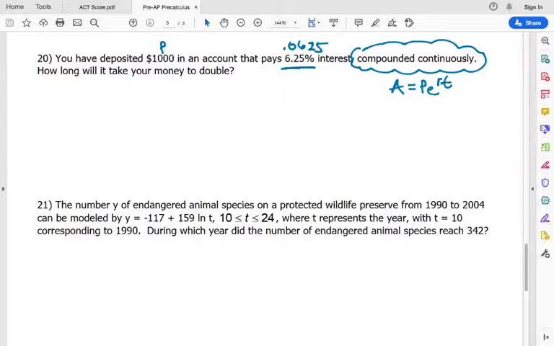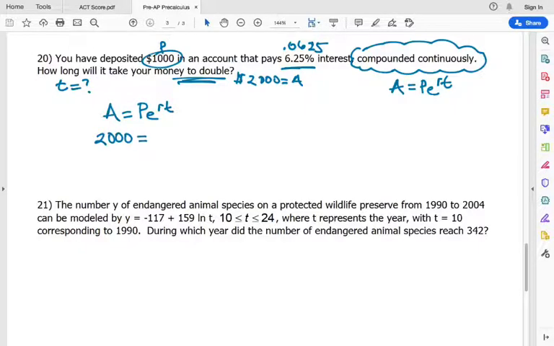How long will it take? So I'm looking for the time. How long will it take for my money to double? Well, if I started with 1,000, double would be 2,000. So that's my A value. So when I use my PERT equation, my A value is 2,000. That's when it's doubled. I originally started with 1,000. And then my rate was 0.0625. And I'm looking for time.